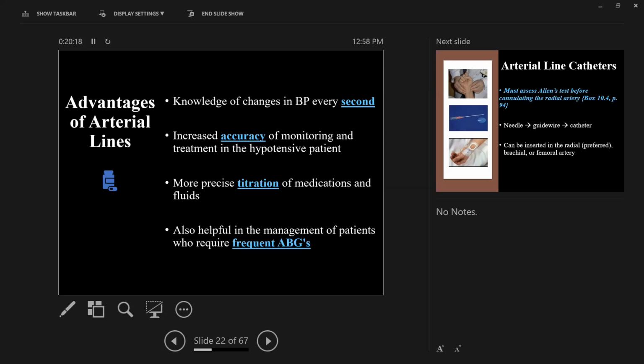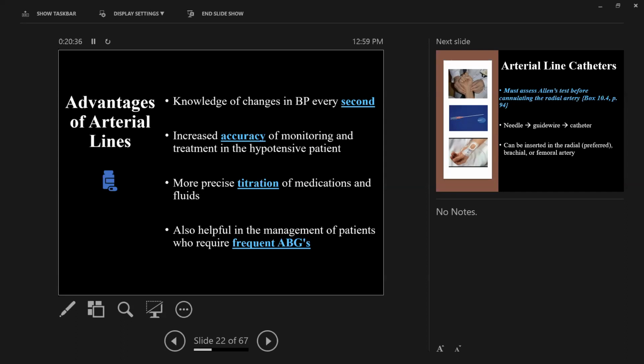More precise titration of medications. Certain medications we can't run without that art line because they affect the blood pressure so much. So it's important that you know that. One of them being Nipride, one of the drugs we had you look up, or nitroprusside.